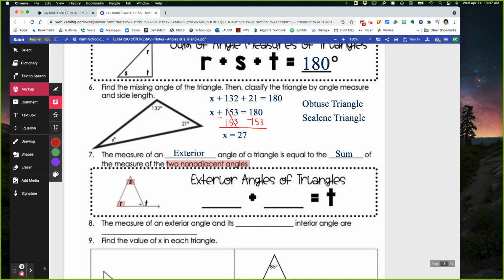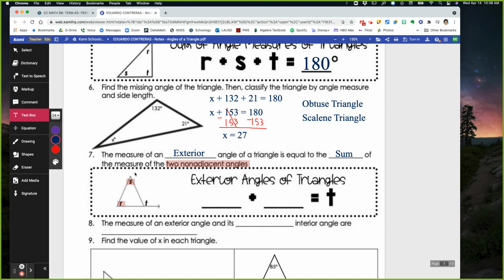So if I add R plus S, it has to equal T. R plus S equals T. That's the key here. And that's the exterior angles theorem. The sum of the non-adjacent angles is equal to the exterior angle. Okay?